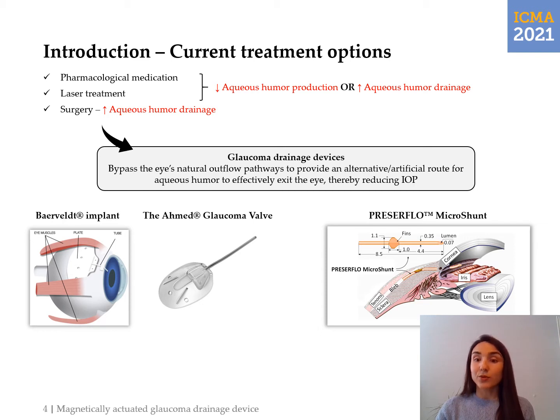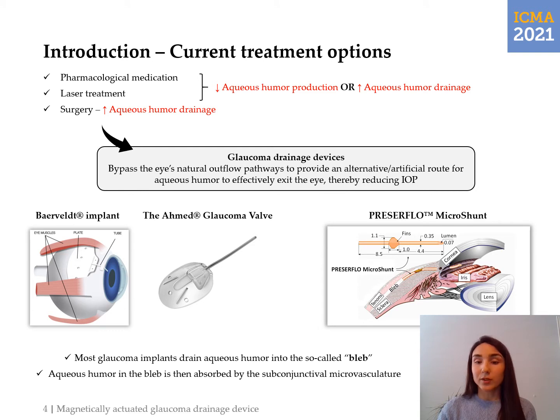One example of those devices is the one that you see on the right side, the PreserFlo microshunt. These devices are made of superior materials with better designs. They can actually overcome some of the complications associated with conventional implants. They are smaller, they cause less burden to the eye, and because of that, they have a high success rate.